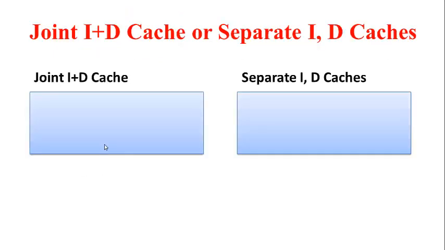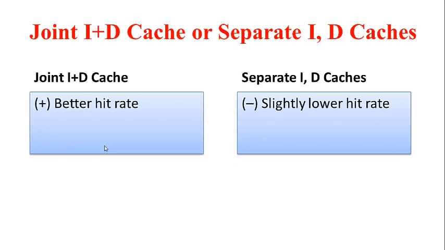Next, let us look at the performance implication of this design choice of joint or unified instruction and data cache versus separate instruction and data caches. Now, in terms of the hit rate metric, which of these two design choices do you think is going to have a better hit rate? If you compare the hit rate of separate I and D caches of size X each and the hit rate of a joint or unified instruction and data cache of size 2X, the latter case, the unified instruction and data cache of size 2X will typically have a better hit rate.